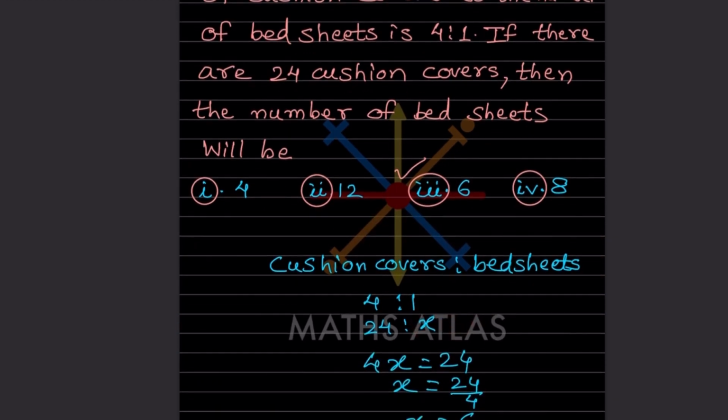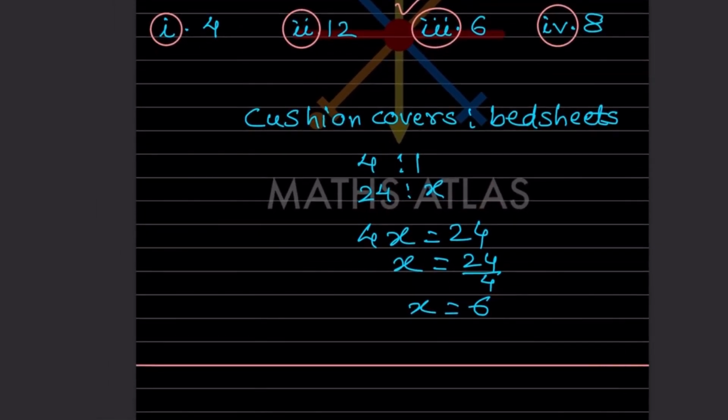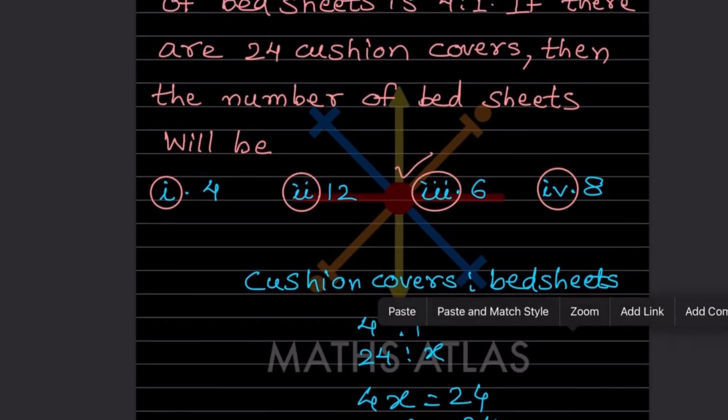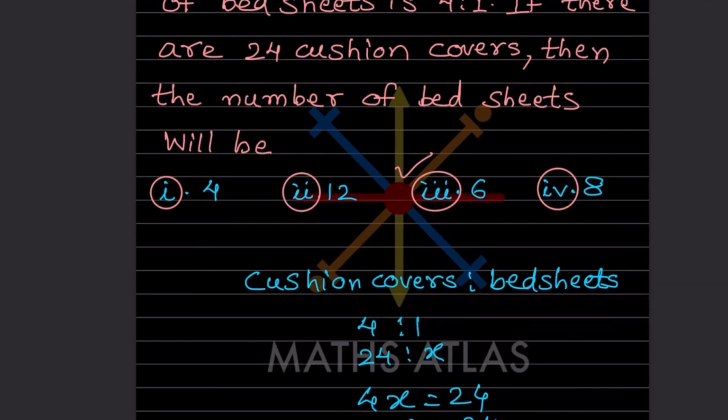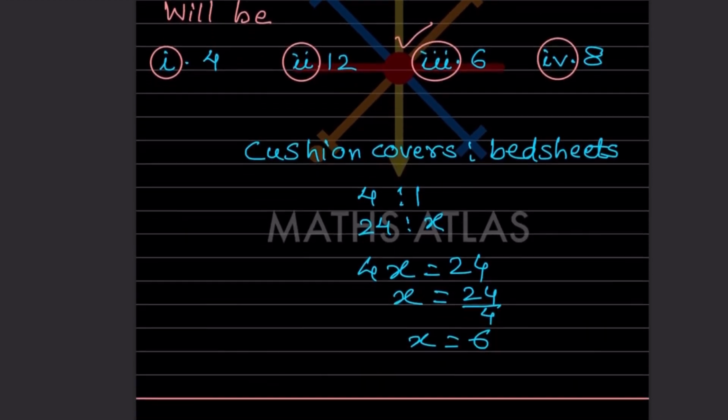So now look at here. What does this say? We will cross multiply this. So what you will get is 4 into x, that is going to be 4x, and 24 into 1, that is going to be 24. We want the value of x. Here x is on the left hand side and 24 is on the right hand side. If this 4 goes to the other side, it is multiplication, so it is going to get divided. So x is 6. Got it? Now they asked us the number of bed sheets, right? And we considered the bed sheets as x. So the correct option is the third one, 6.